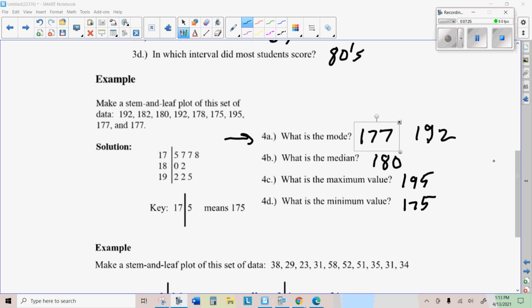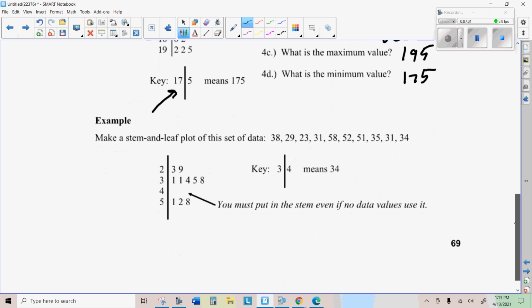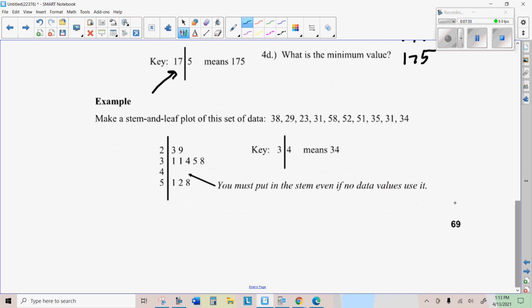All right, I hope you read the key and figured out that our numbers were in the hundreds. Notice that we have no numbers in the 40s here, but we still put a spot for that. That's to give it that histogram effect.